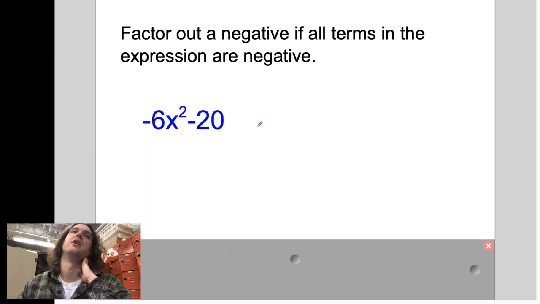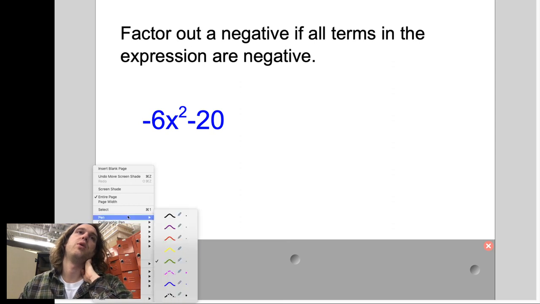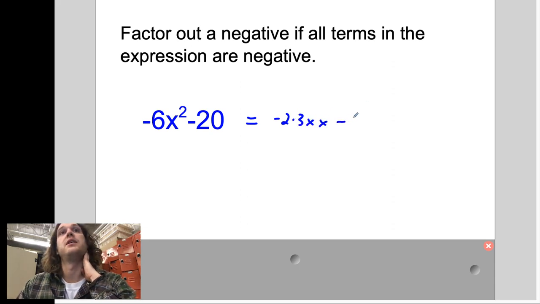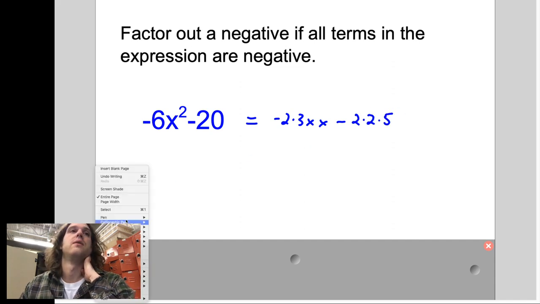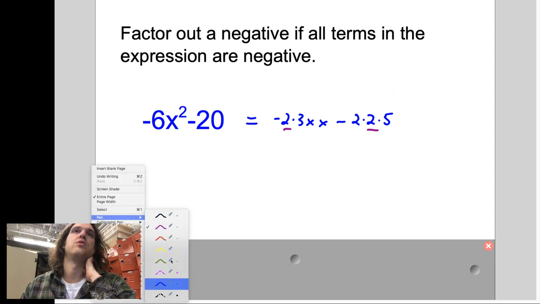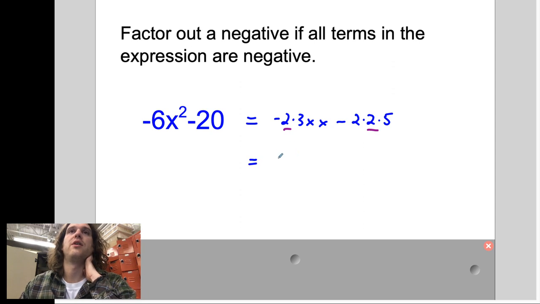The typical rule is you pull out the negative when all the terms are negative. A -1 is part of your greatest common factor. So if we factor this, you get -2 times 3 times x minus 20 is 2 times 2 times 5. So go through, find those values. The only thing that they share in common is a 2, right? So if they both have a 2, we're going to pull out a 2. The problem is, since both terms are negative, we're going to make them negative.